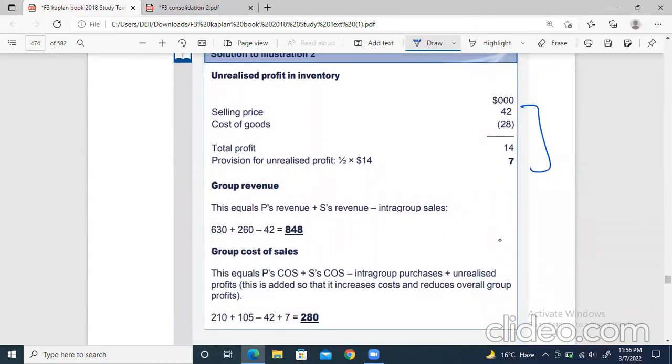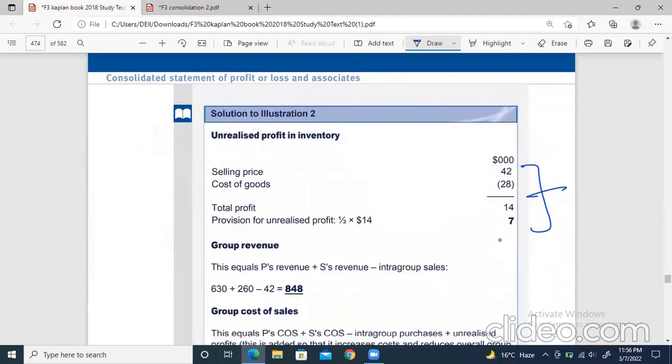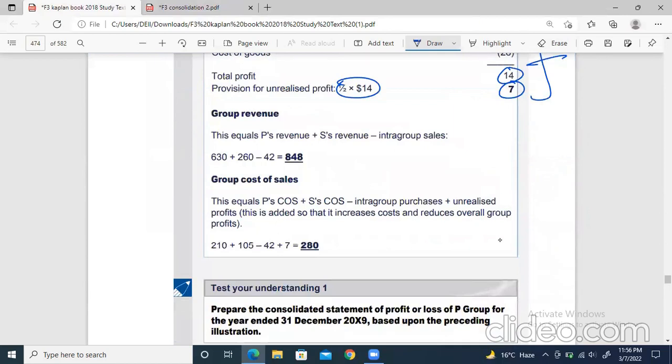It's just a very complicated approach. Just remember this formula that I've told you above, right? So same thing it has done. First calculate profit, then do profit multiplied by remaining inventory, right? So 7,000 is the remaining unrealized profit, right? So you can see that it has just the effect on the cost of sale, right? So cost of sale, it is added over here. It is doing +7. Okay.